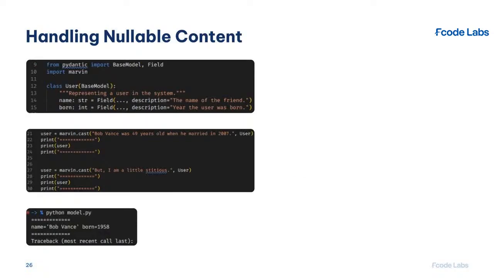Okay. So how to handle nullable content? Here I have a user with name and born year, and I'm using the Marvin cast method. That means if I give a description and the data model, it will extract the information from the description and create a Python object from that model I sent. So here the person is 49 when he married in 2007. With that, it's going to calculate the born year and store it correctly.